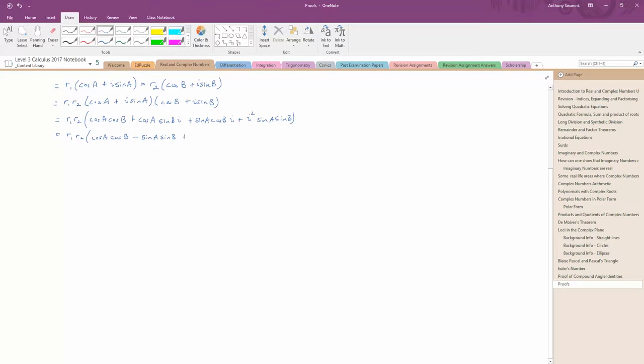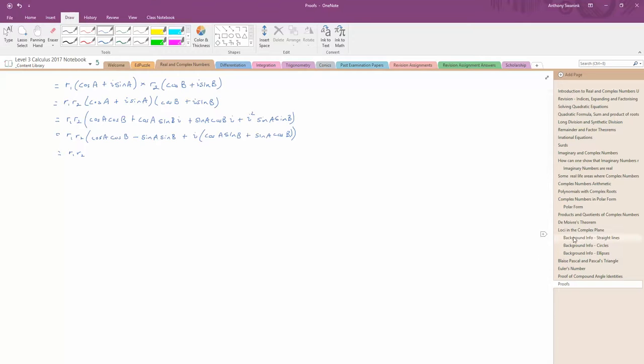Okay, plus, now I, let's take I out as a common factor of these two middle terms here, in a bracket, cosine A sine B plus sine A cosine B, big bracket. Okay, now if we didn't use any trig identities, we'd basically be stuck here at this stage.